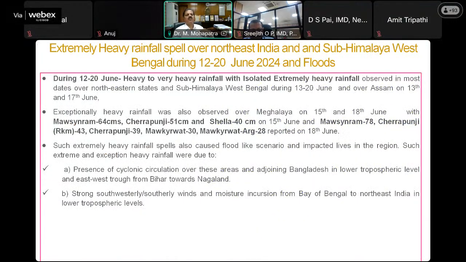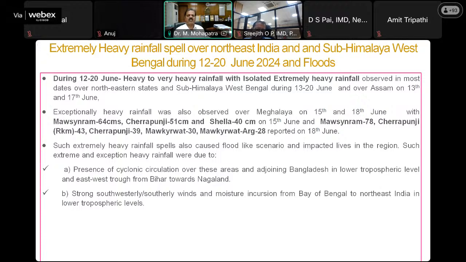Now, I will come to the next spell, that is the extreme heavy rainfall spell over Northeast India, that is Southern West Bengal and Sikkim, during 12 to 20 June, which caused floods over the area. If you remember, it was heavy to very heavy rainfall during 13 to 20 June over Southern West Bengal and Sikkim, and over Assam, 13 to 17 June. Exceptionally heavy rainfall also occurred over Meghalaya on 15th and 18th June.